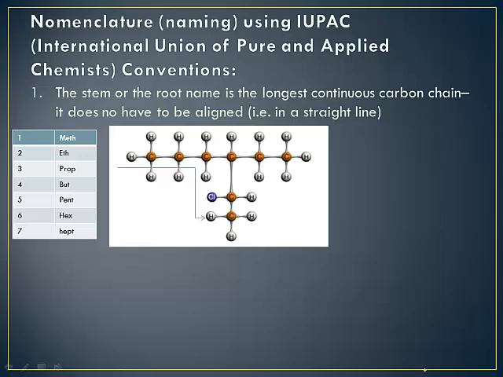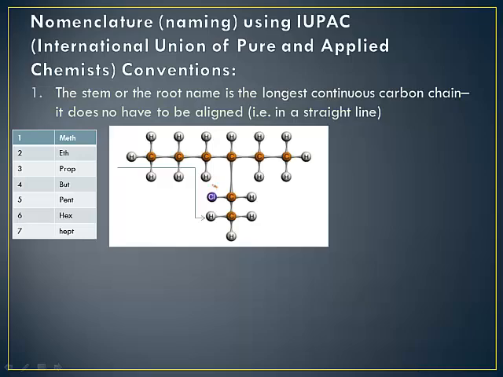What we've already talked about when we looked at substituted alkanes, but we'll talk about it a little more in depth now, is that the stem or the root of the name is based on the longest continuous carbon chain. It does not have to be aligned in a straight line. It can turn direction. Although you might be tempted to go straight side to side, it has to be the longest continuous chain which contains as many substituted groups as possible.